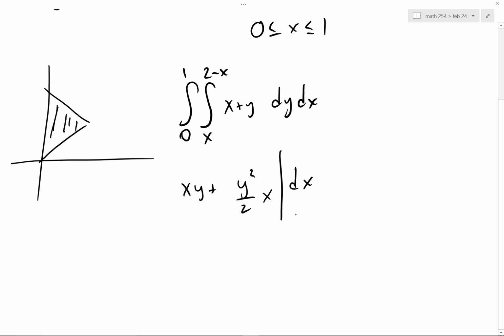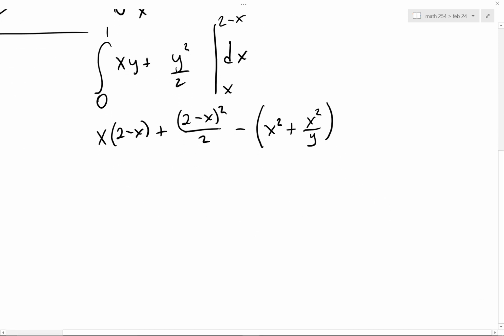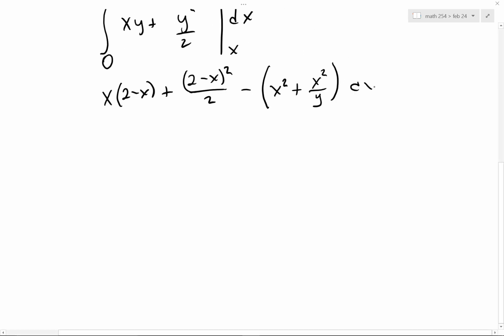From x to 2 minus x, xy plus y squared, there, that's what I wanted. From 0 to 1. All right, so if you plug in your x, your y, so it's x times y plus y squared over 2, minus x times y, so x squared, right? Plus x squared over 2, right? And whenever we get done with that, we're going to have a dx, and we're going to go from 0 to 1.